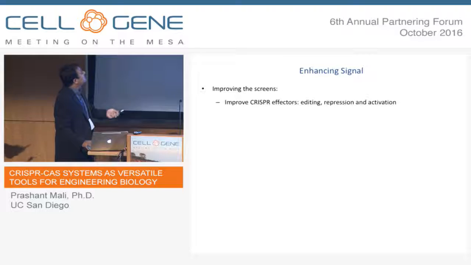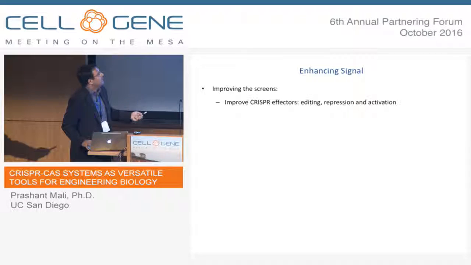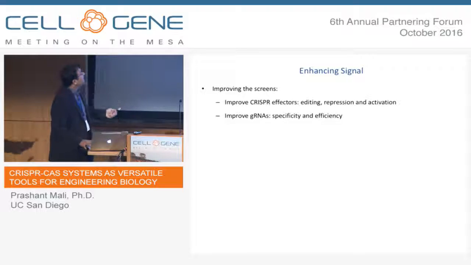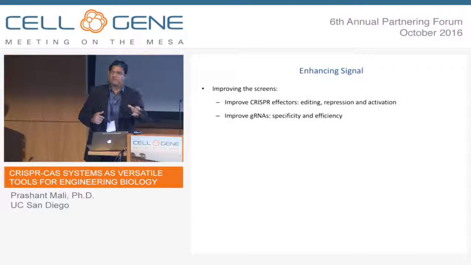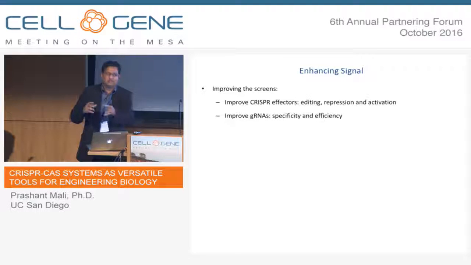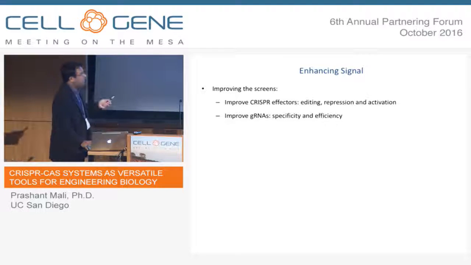And if you have to improve the screens, then we have to start to improve the CRISPR effectors themselves. We have to boost the editing, repression, and activation rates. And similarly, we have to also improve the guide RNAs, not just from the perspective of specificity, but importantly, also pair high specificity with high activity. And what do I mean by that?